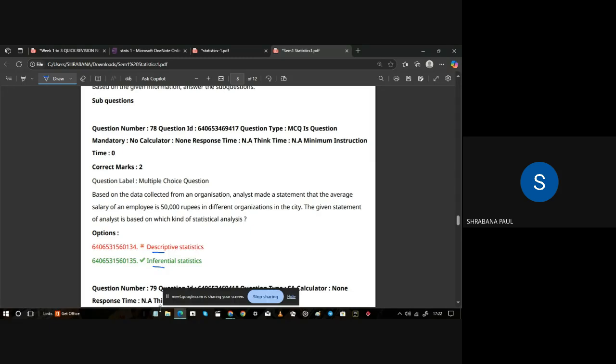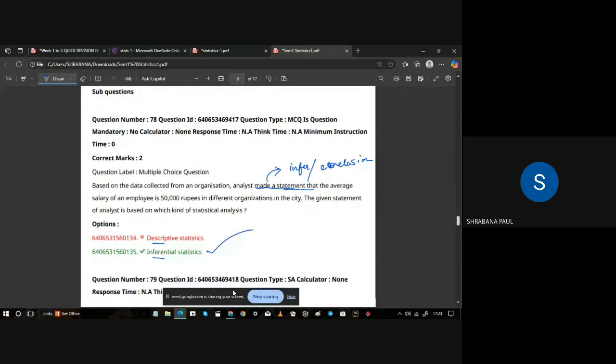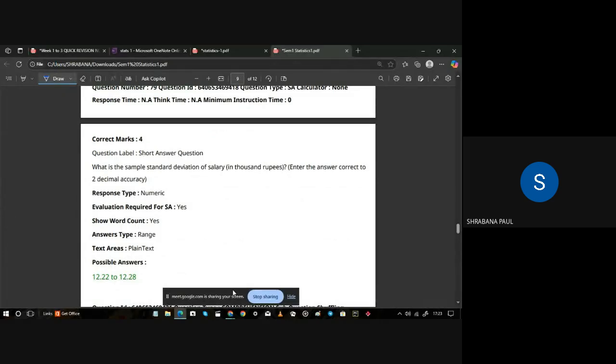See, they have made a statement. From here you can say they are inferencing something, right? They are coming to a conclusion, right? So straight away give this answer: inferential statistics. As this, they are coming to a conclusion. See the question, see the option, give an answer. Fast way to do the task. Okay, keep that in mind.